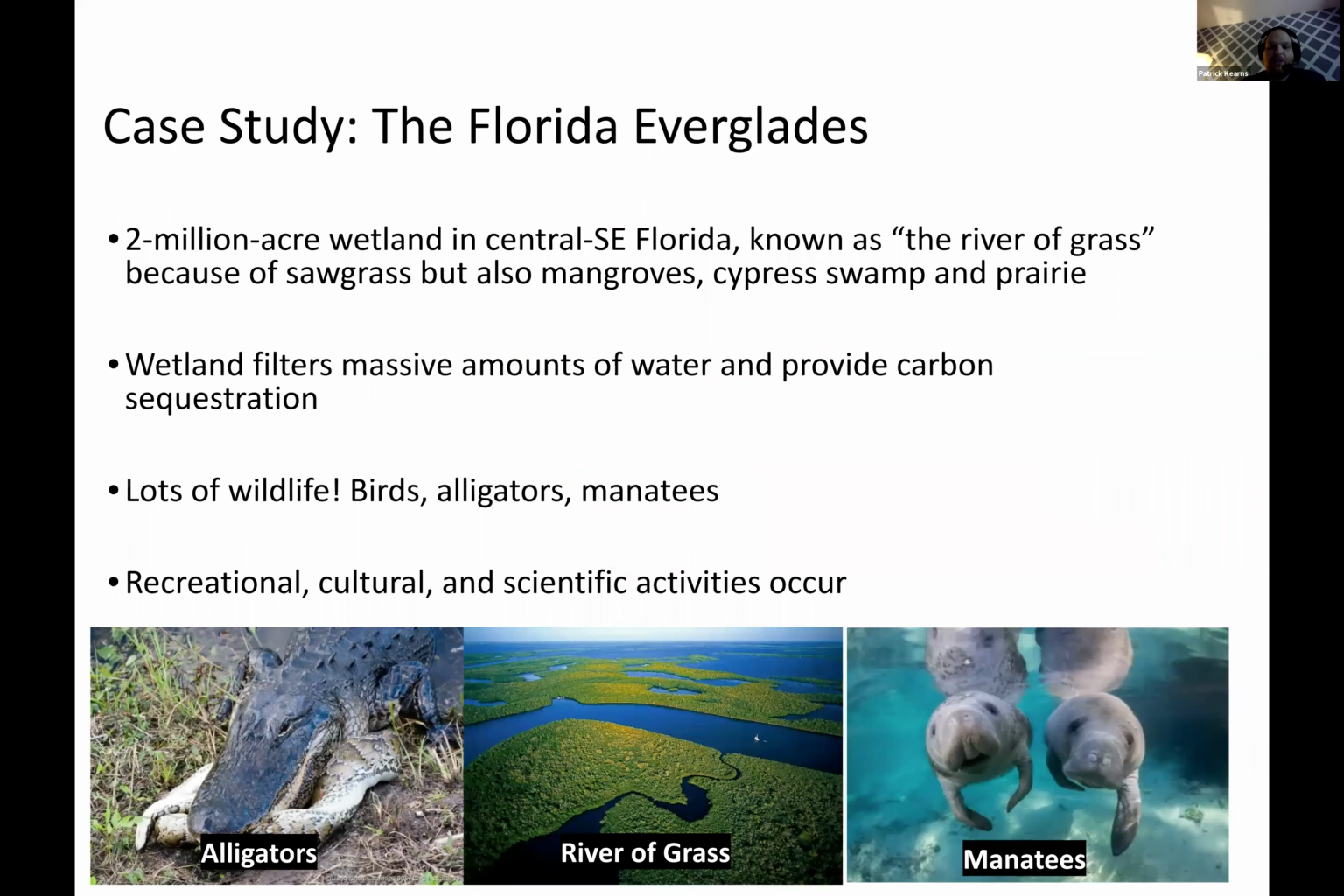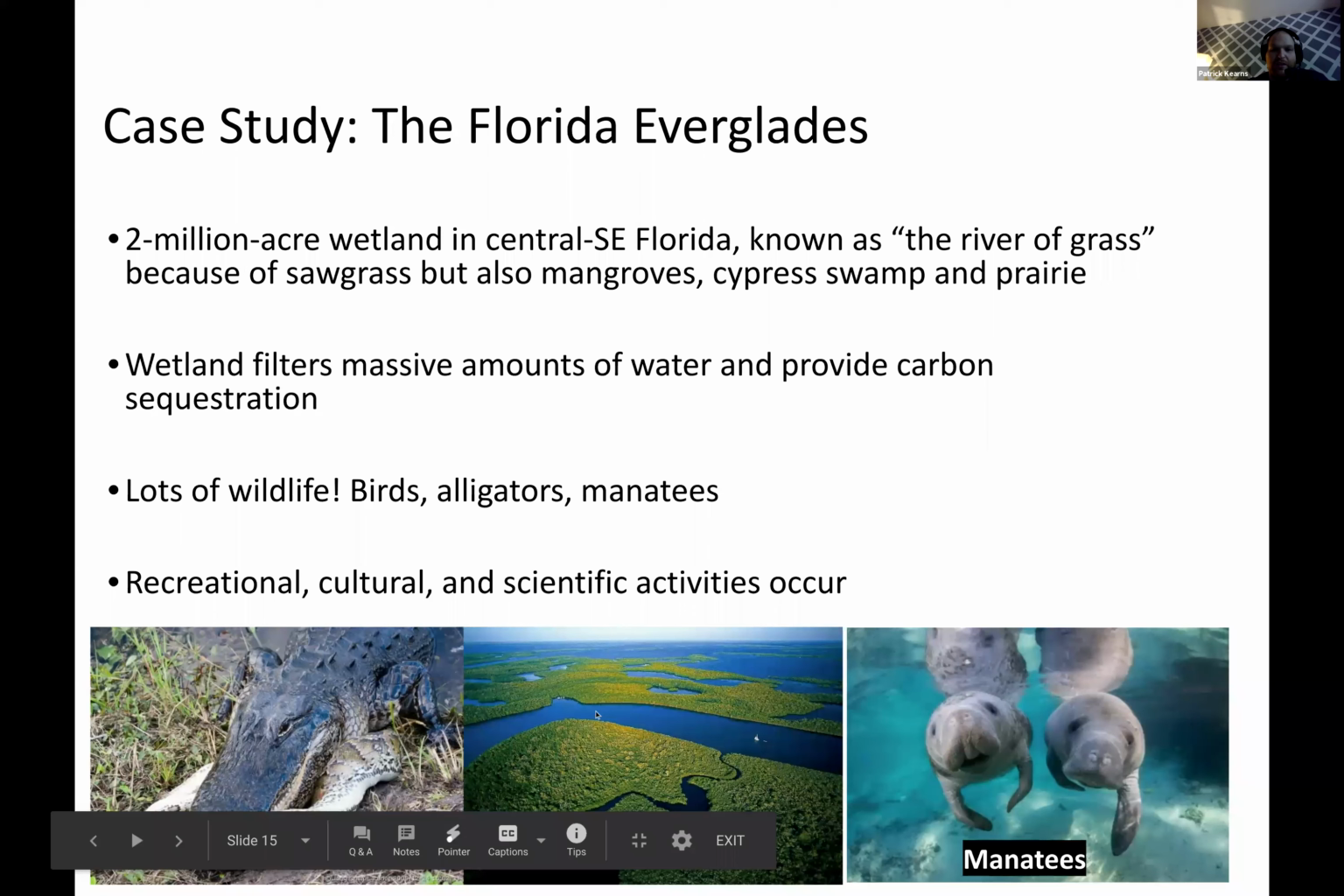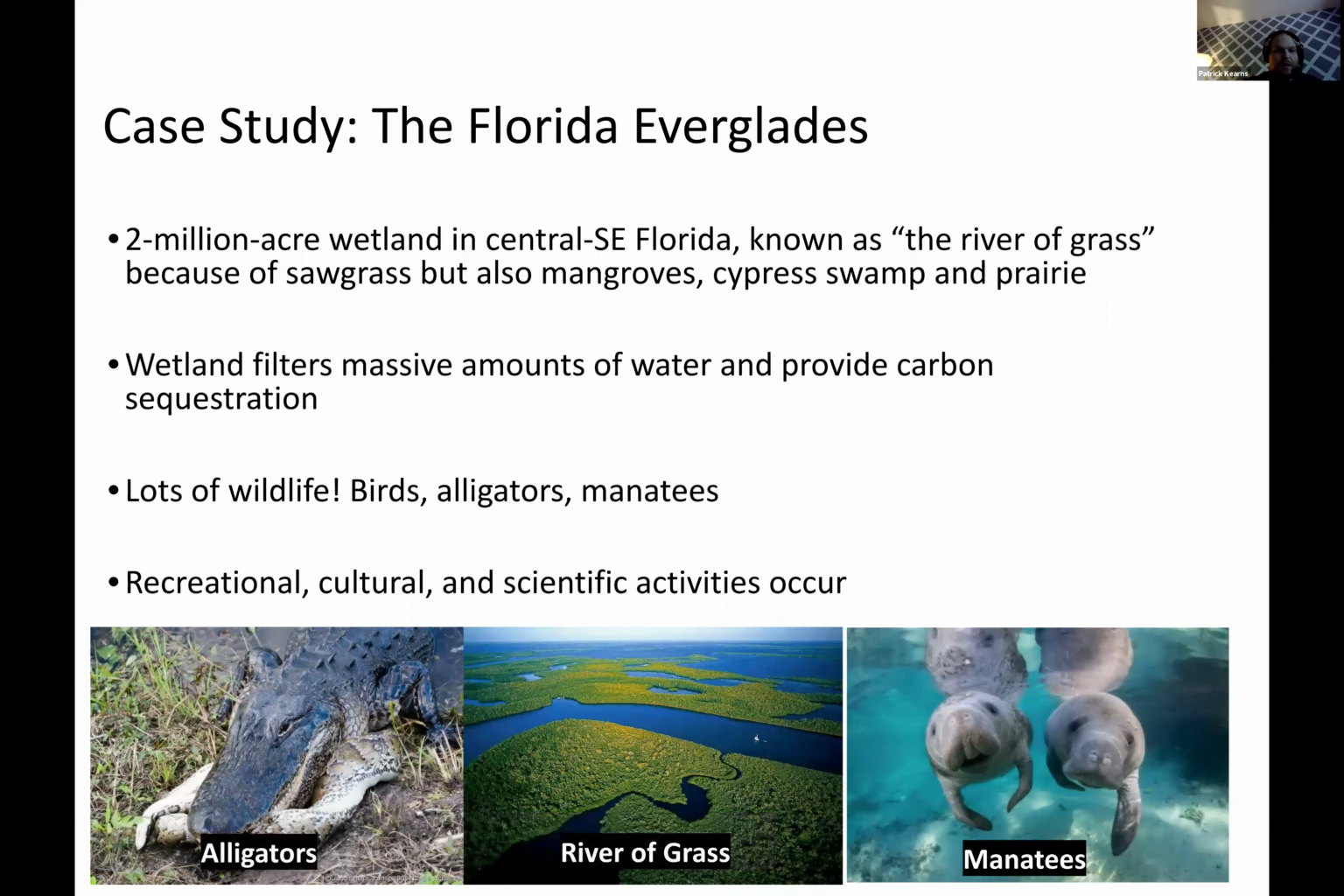But let's talk about a case where they actually tried to do this. So let's talk about the Florida Everglades. For those of you that have never heard of the Florida Everglades, I've never been there personally, but as a scientist, I appreciate its immense beauty. You can see this is a picture of the Florida Everglades. It's known as the River of Grass because it's comprised of sawgrass, mangroves, cypress swamp, and prairie. And basically, it's a giant river flowing through these wetlands. And it's absolutely beautiful, as you can see from this picture down here.